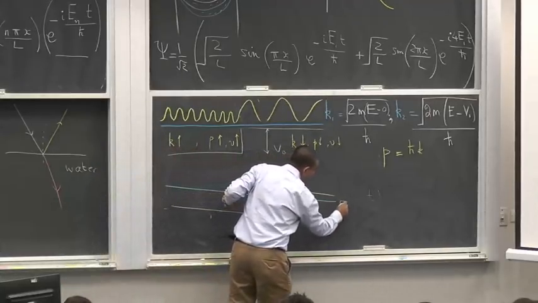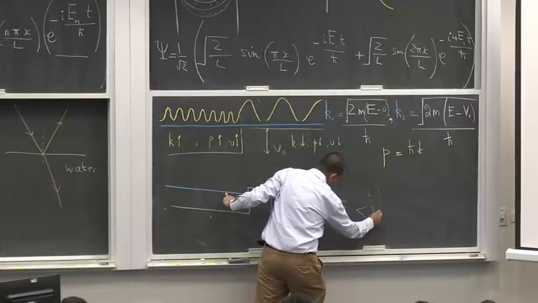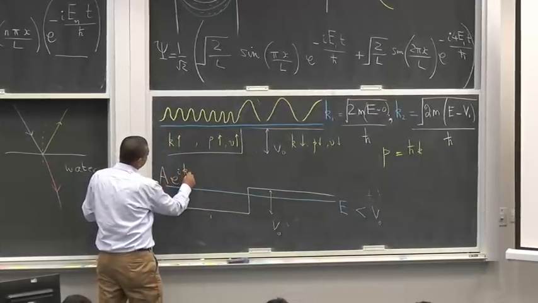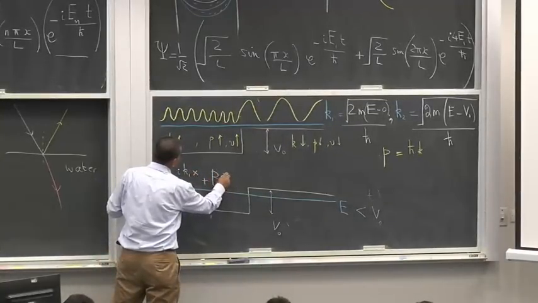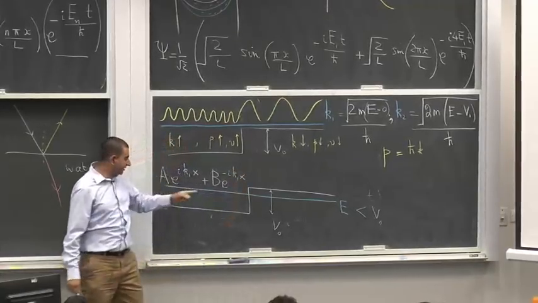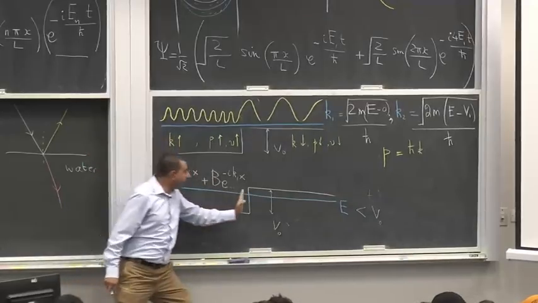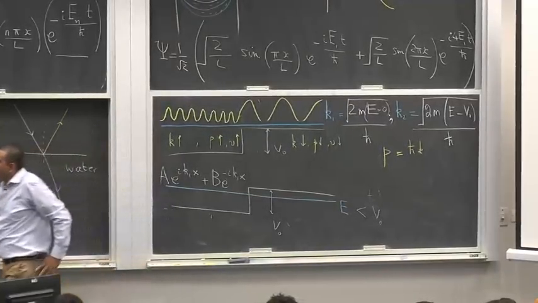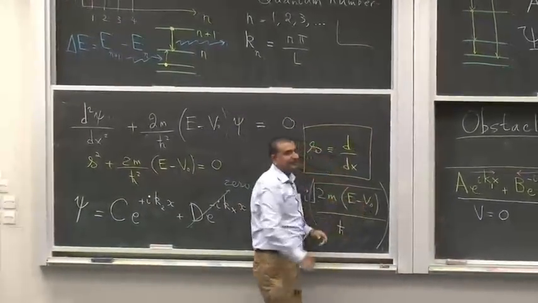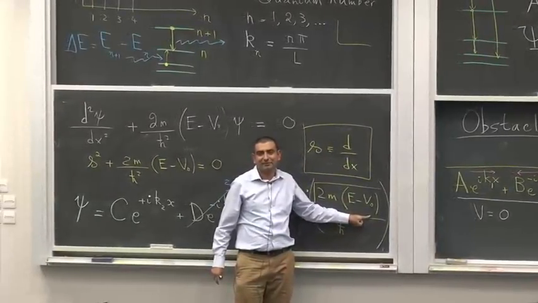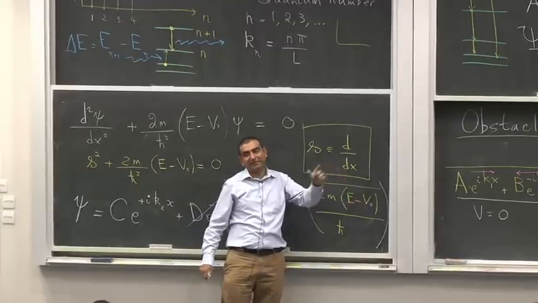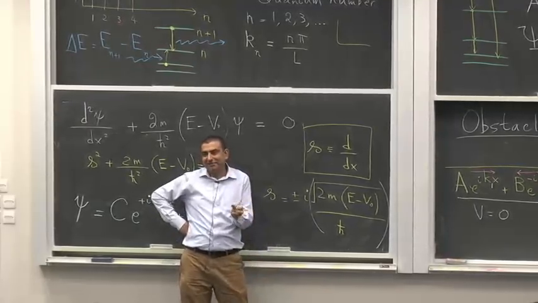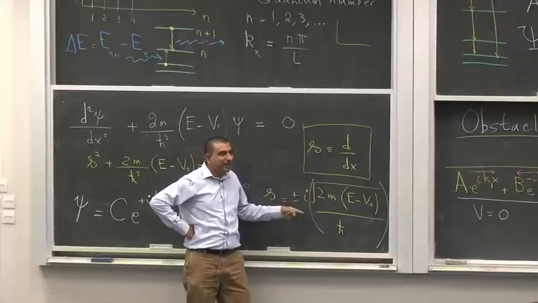The energy is smaller than this V0. Here the wave function still remains the same. Nothing happens to the wave function here. It's still A e^(i K1 x) plus B e^(minus i K1 x). In the next lecture, we'll actually compute these coefficients. But beyond this obstacle, now something strange is happening. E minus V is negative. So now you have plus minus iota times the square root of a negative number. What's the square root of a negative number? It's iota times something. So you have plus minus iota times iota.